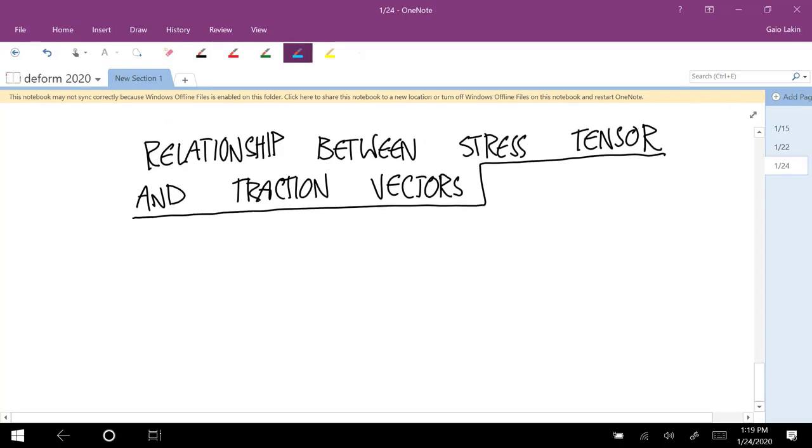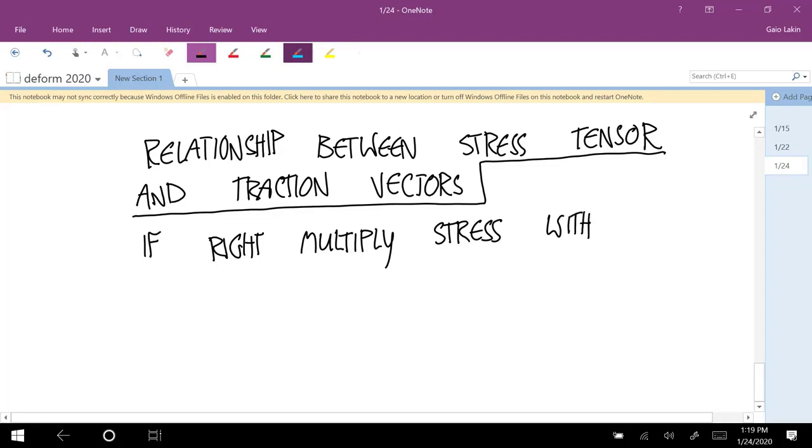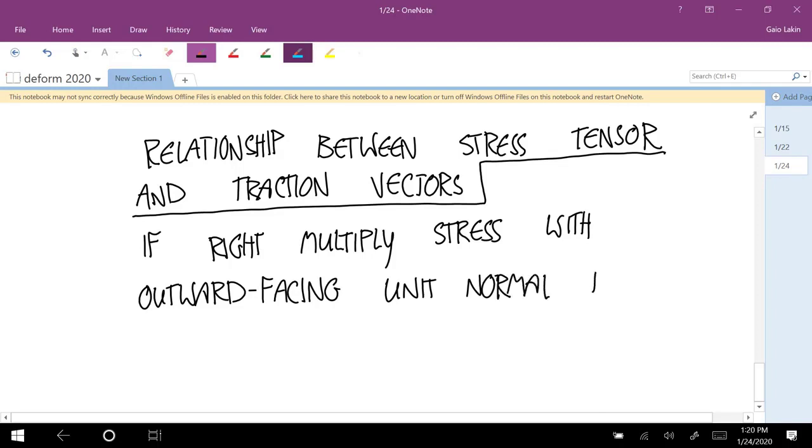Okay, so it turns out that if you right multiply the stress tensor with an outward facing unit normal for the face, the answer is the traction vector on that face.